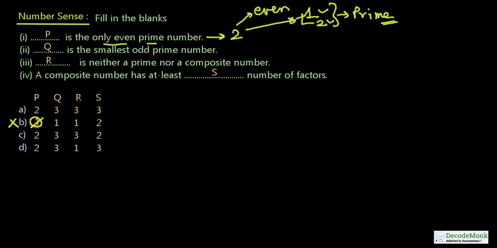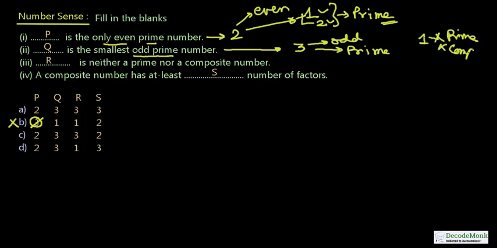Next: Q is the smallest odd prime number. As we have already discussed, 3 is the smallest odd prime number. This is odd and this is also prime. Please remember that 1 is neither a prime nor a composite number, because many students may mistake 1 for a prime number. 1 is neither a prime nor a composite, and 3 is the smallest odd prime number.